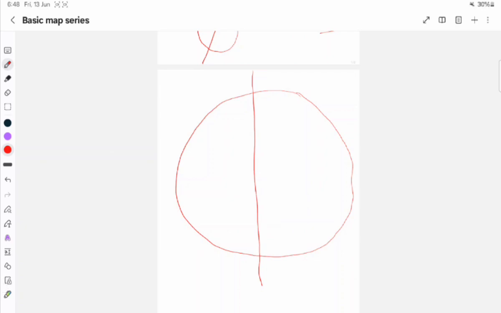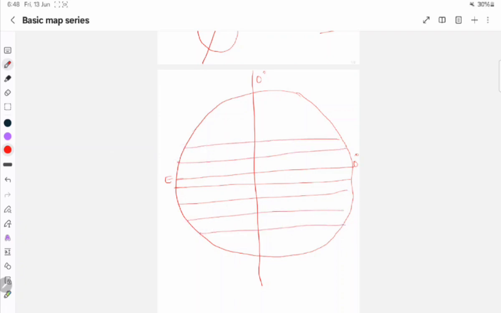We are going to read about India's locations. This is 0 degree, and the middle one is the equator. You can mark this as equator or 0 degree latitude. The latitude lines are spreading like this, right? So this is equator, 0 degree, 10 degree, 30 degree, 45 degree, 60 degree.